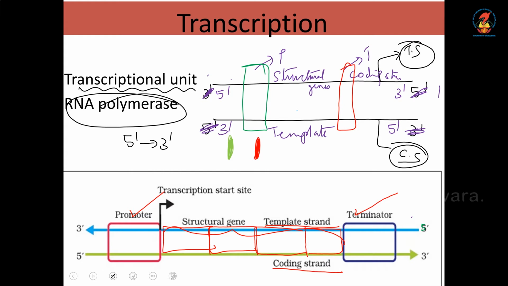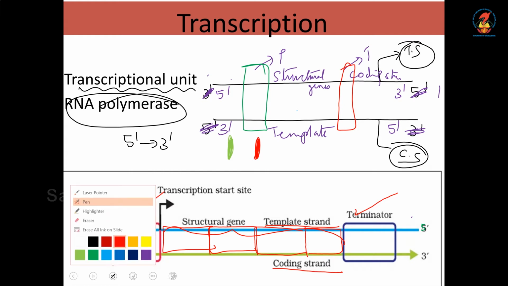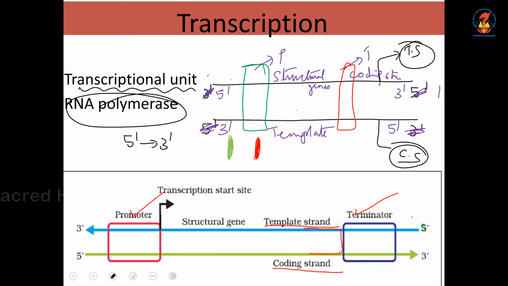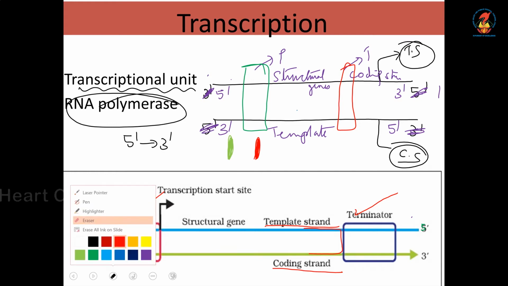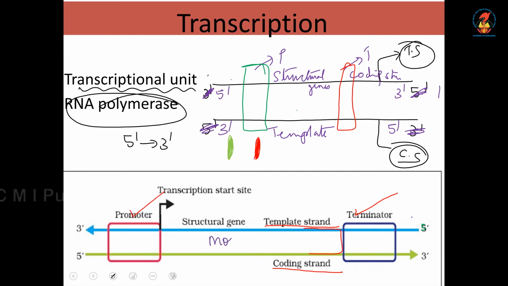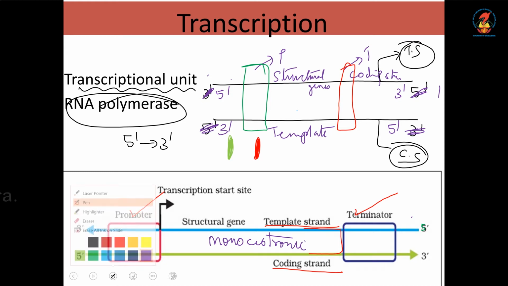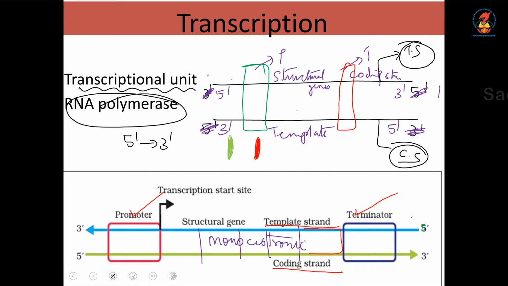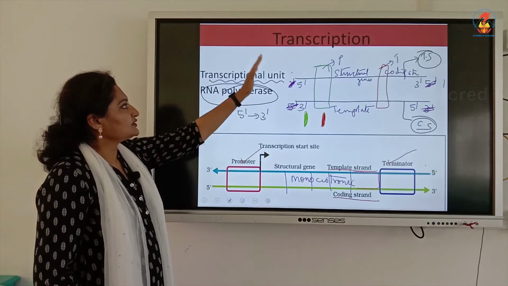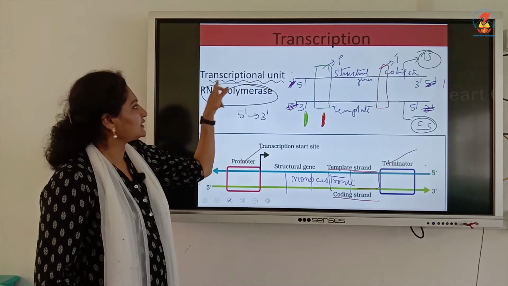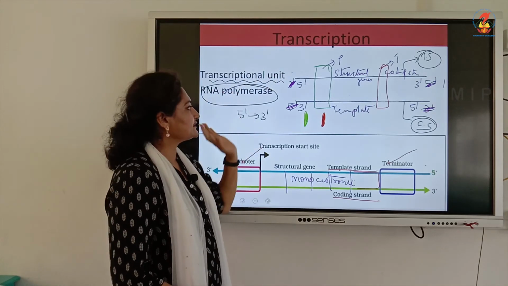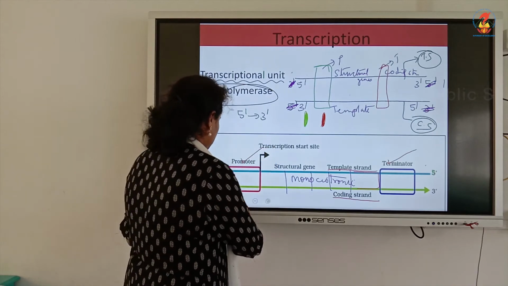Whereas in eukaryotes, there is only one single structural gene, and in that case it will be called monocistronic. So now this is showing monocistronic, only one structural gene between the promoter and terminator. But if it is prokaryotes, it will be divided into many cistrons. Clear? So this is the transcriptional unit. And I told you RNA polymerase is the enzyme that brings about polymerization.